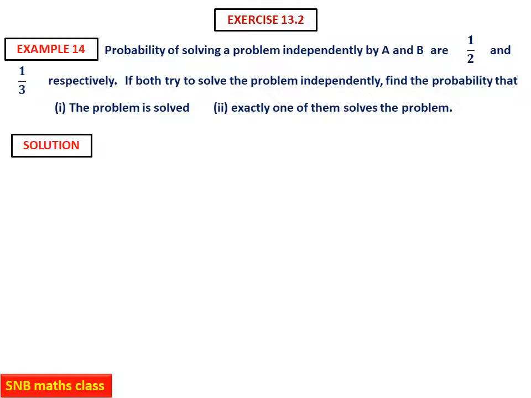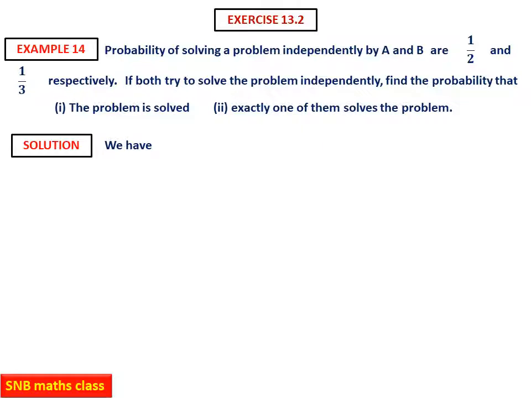Students, please note here, whenever this type of question is asked, two things are very important. One is, events are independent. That means the probabilities of solving a problem by A and B are independent. Second, problem is solved means how many cases are there? Either A solves or B solves or both of them also. That means A union B. Similarly, exactly one of them solves means A only solves but B does not solve, or B only solves, A does not solve. So all these things, first you have to understand.